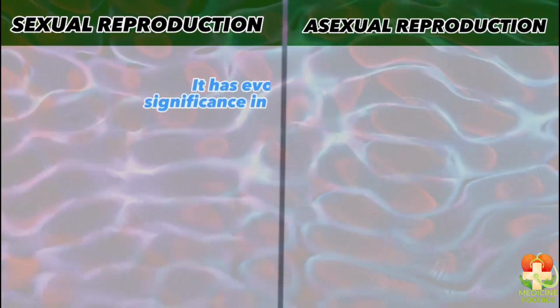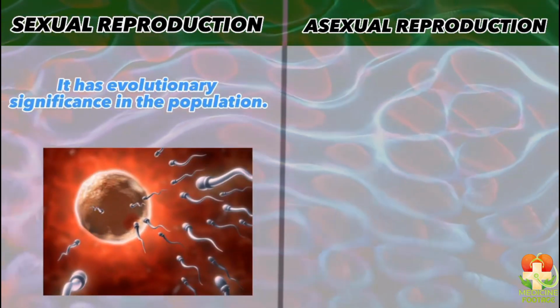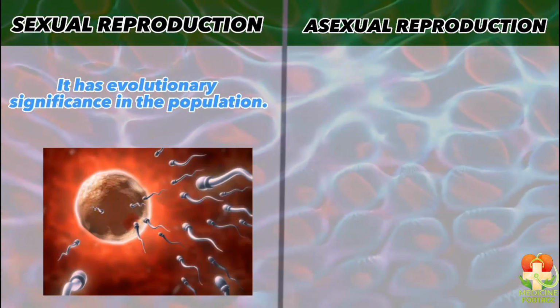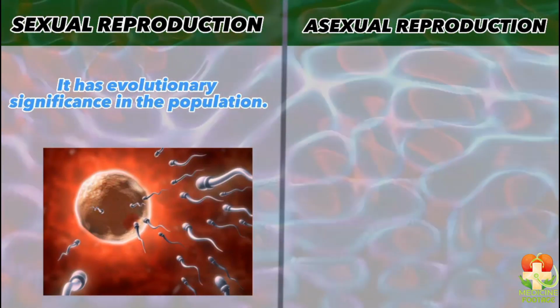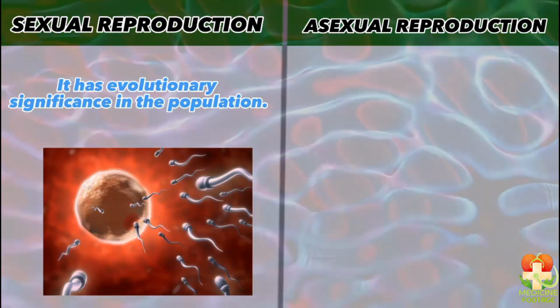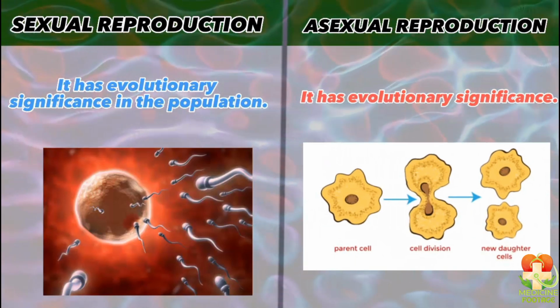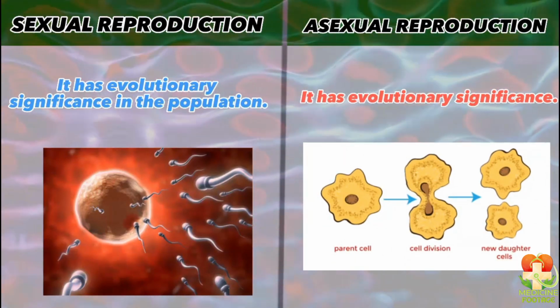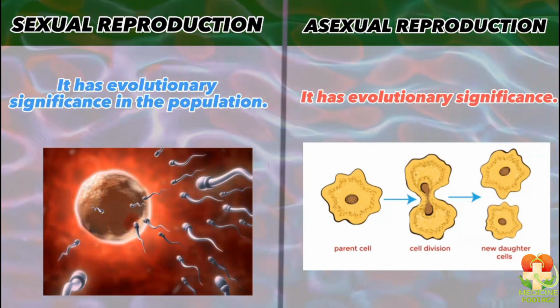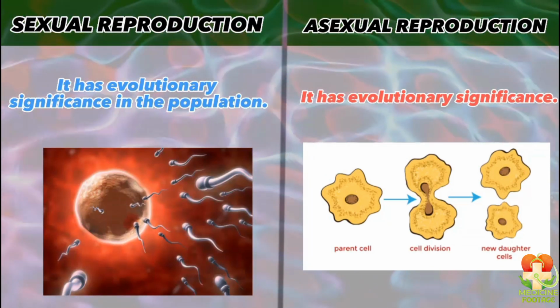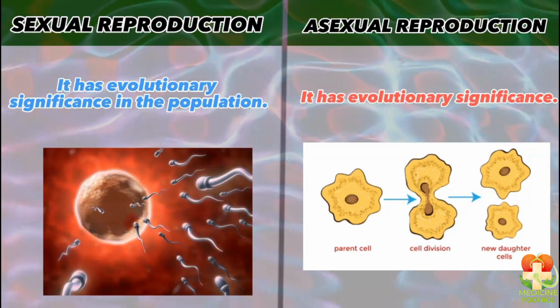Difference number 13. In populations formed through sexual reproduction, the chances of evolution are very high. But in asexual reproduction, evolution doesn't happen. The reason for evolution in sexual reproduction is crossing over, which increases genetic diversity. But in asexual reproduction, since only one parent contributes chromosomes, there is no genetic variation and evolution is not possible.